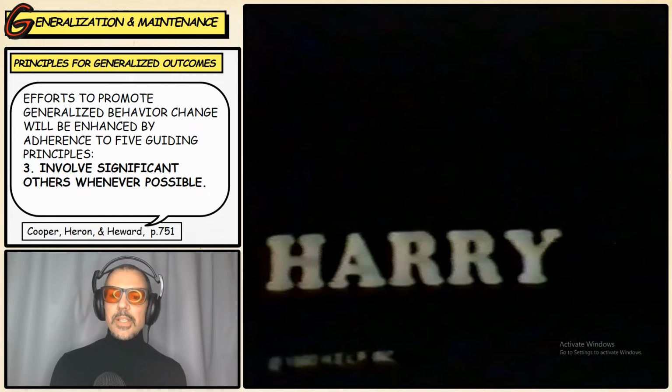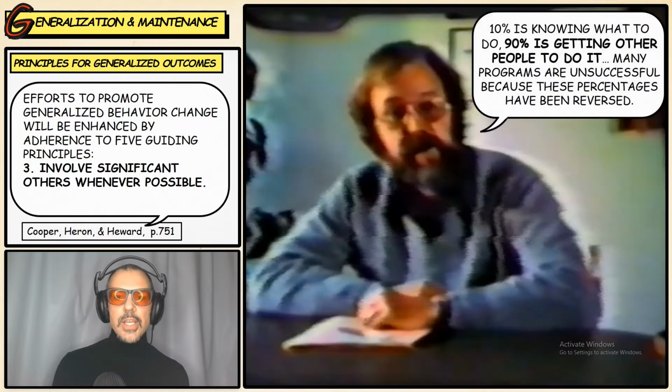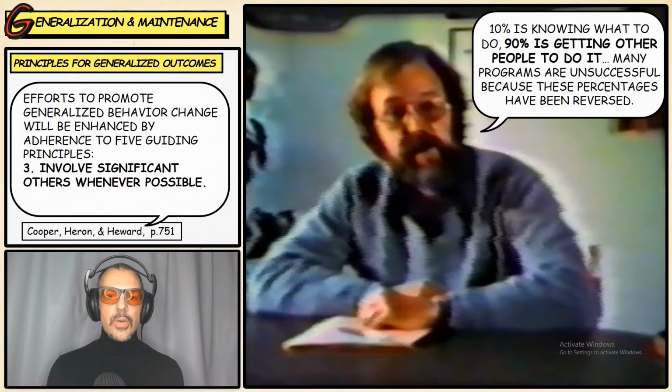And it is about treating a self-injurious individual, somebody who injures themselves, and the training procedure used to alleviate that problem behavior. So in a 1996 study, Dr. Fox said in programming successful behavior change interventions, 10% is knowing what to do, 90% is getting other people to do it. Many programs are unsuccessful because these percentages have been reversed. So that 90% getting other people to do it can be achieved by involving significant others as early as possible and involving significant others wherever possible.